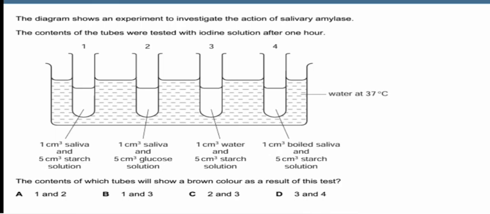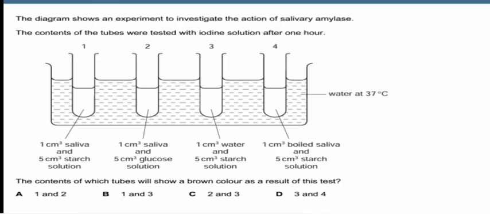So we have test tube number 1. Test tube number 1 has 1 cubic centimeter of saliva and 5 cubic centimeters of starch solution. As for test tube number 2, it also has the same volume of saliva. And when it comes to the starch, here we have the glucose solution for test tube number 2.